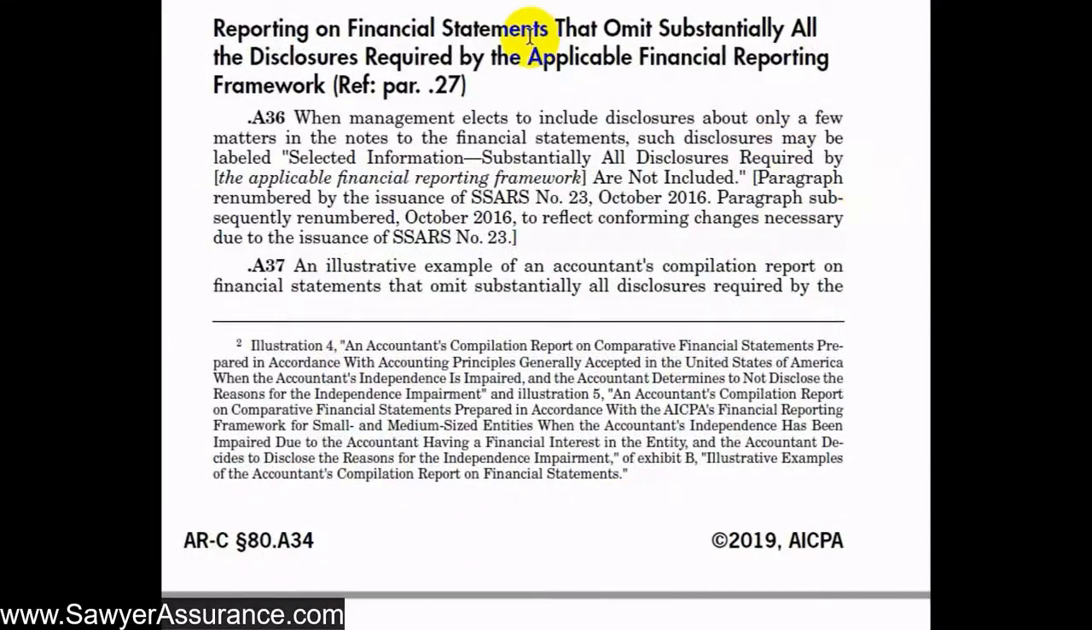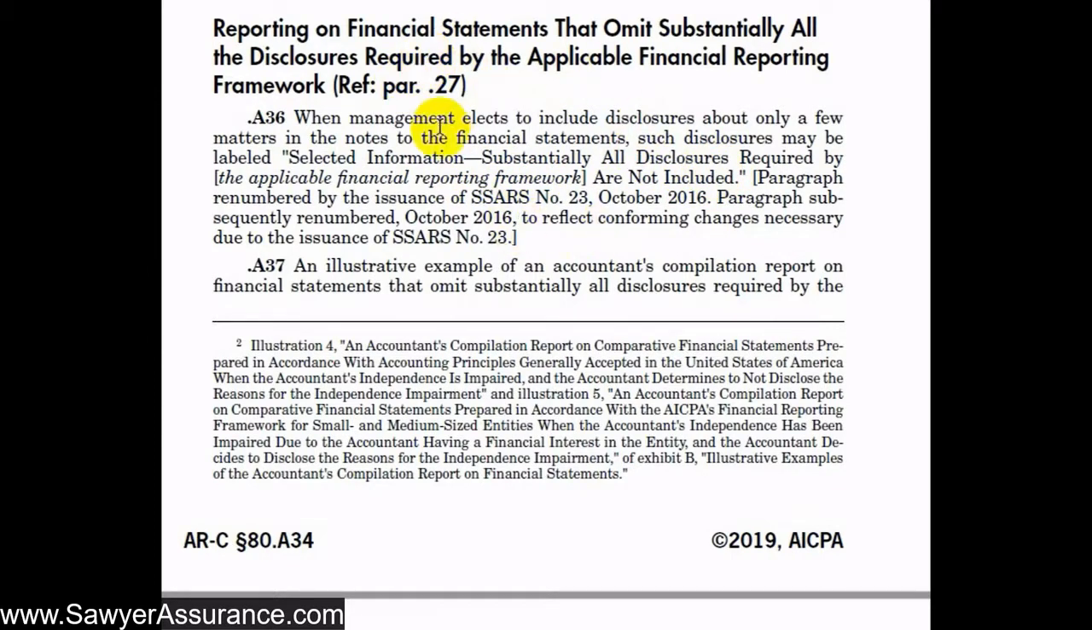And down here in the explanatory material, as it relates to our accountant's compilation report, when the management decides to omit substantially all the disclosures that are required by the financial reporting framework, then it says here that if management decides to include a few disclosures, but to omit substantially all of the other ones, then our title in the notes to the financial statements might say something like, selected information, substantially all disclosures required by, for instance, GAAP, are not included.